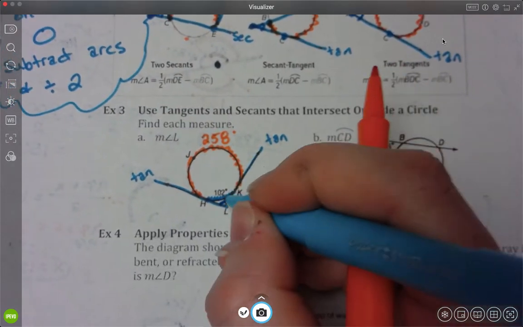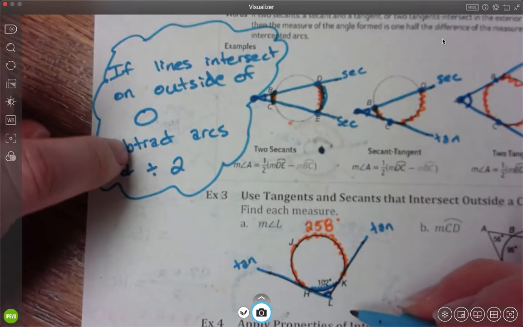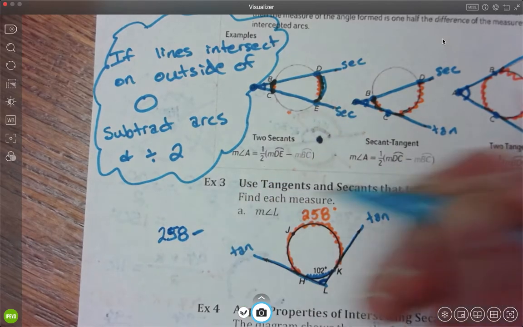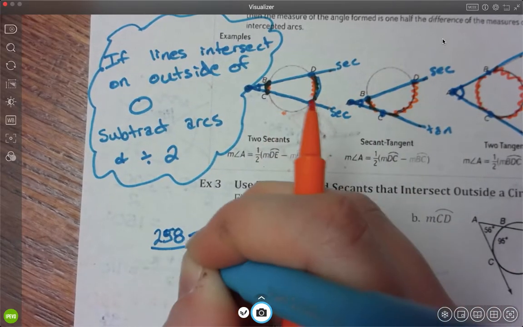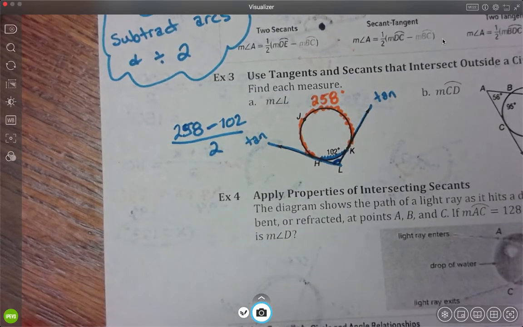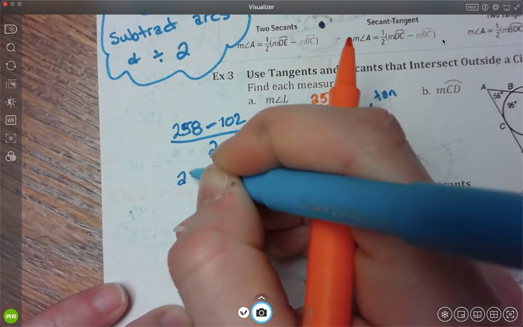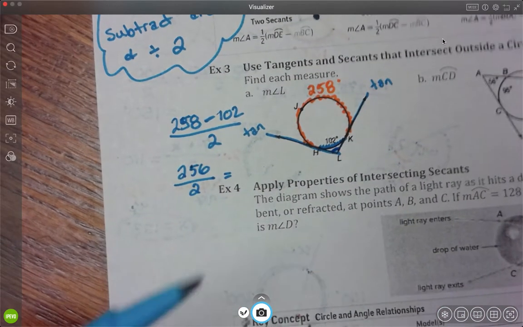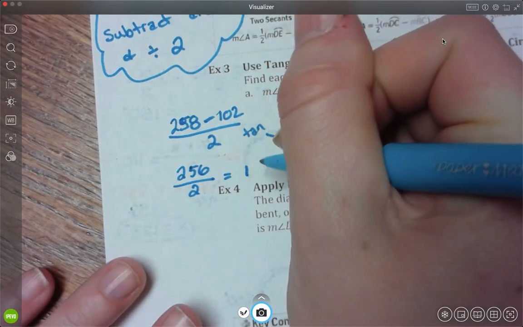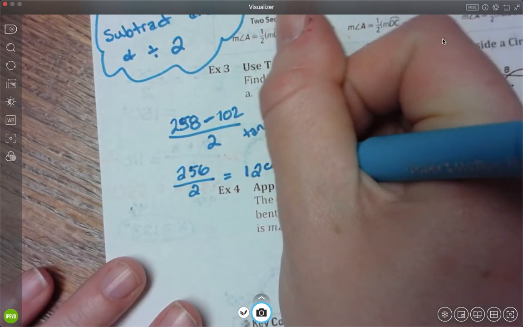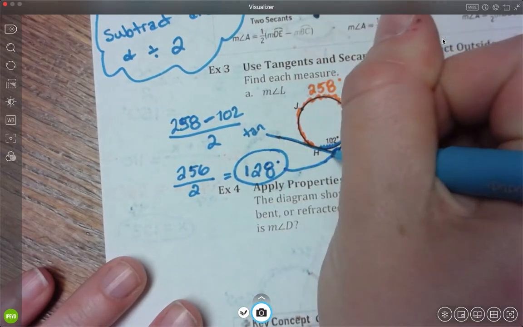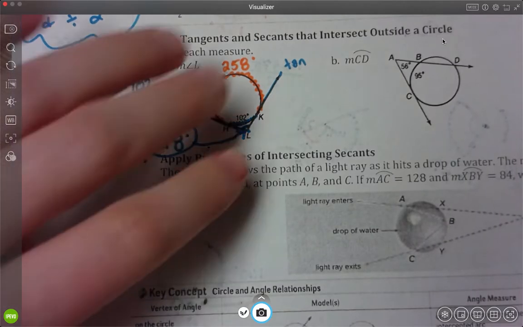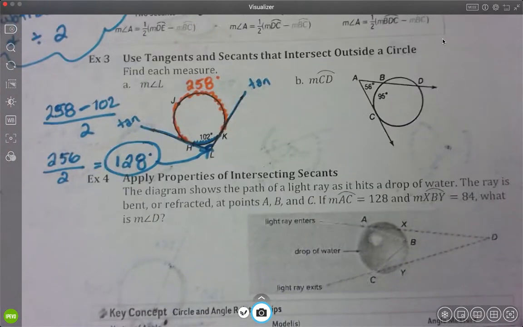So if I'm trying to find angle L, since he's connecting on the outside of the circle, I subtract and divide by 2. So 258 minus 102, and I divide that by 2, okay? 258 minus 102 is going to be 156, divided by 2, okay? 156 divided by 2 is going to be 78 degrees, so that's what the measure of angle L will be, okay? So I subtract those two divided by 2. Sometimes you're going to have to search for some of the other angles, though. They won't just necessarily always give them to you, okay?